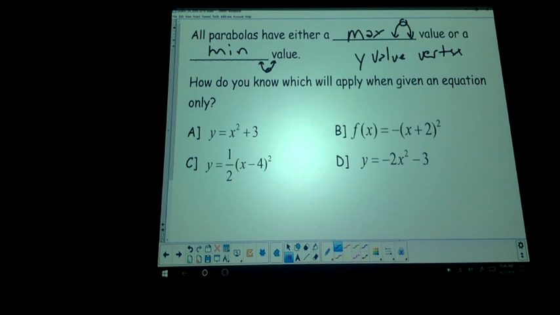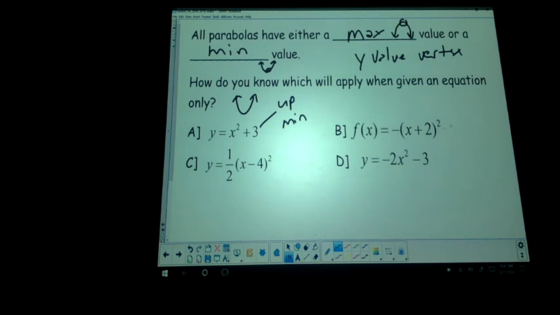So how do you know which will apply when given the equation only? Well, you know this one's going to open up. Because it's positive, if the parabola opens up, is our vertex at a minimum or a maximum? It's at a minimum. Does that make sense? Because this is what this parabola would look like. My lowest point would be a minimum. My lowest y component point of my vertex is my minimum.